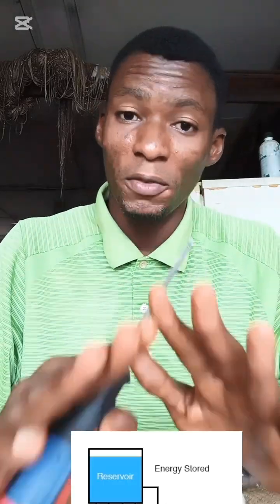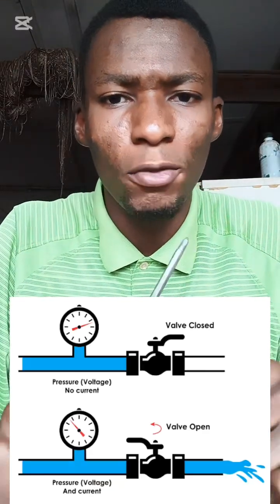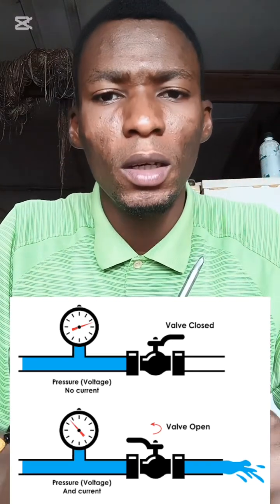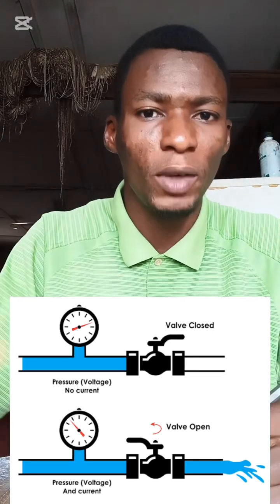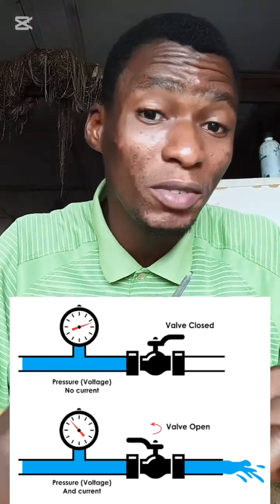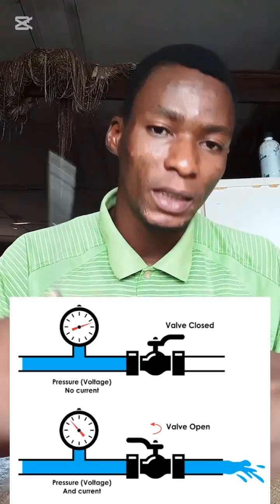Now, take for instance, you have an overhead tank, and the overhead tank is filled with water. Before the water can flow, there must be a pressure, a force that will push the water. The higher the pressure, the faster the water will flow. But if there is no pressure at all, the water will not move. But if there is pressure, the water will move, and the higher the pressure, the more water will flow.